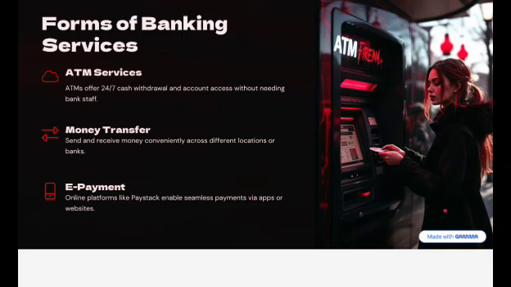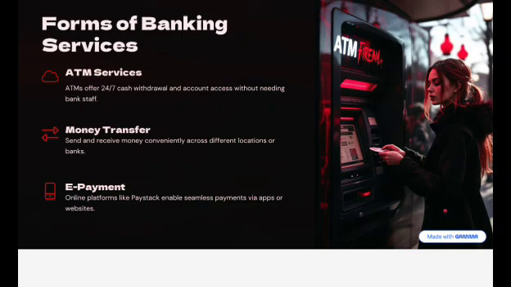Let's talk about money transfer. Money transfer involves moving funds from one account to another, either within the same bank or between banks. Money transfer is the process of sending money from an individual, an organization, or an entity to another, either locally or internationally. For instance, a parent in Abuja can transfer school fees to their child's account in Port Harcourt without physically traveling there. Money transfers can be done through various channels, including bank branches, mobile banking apps, or USSD codes like *737# for GTB users.